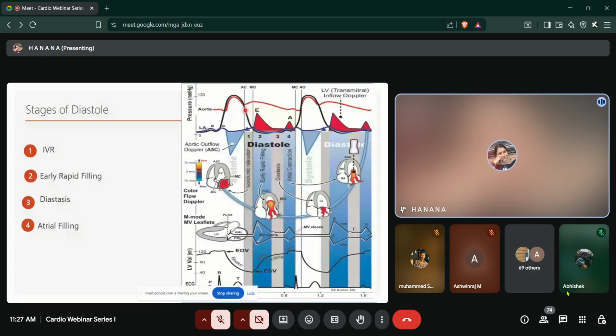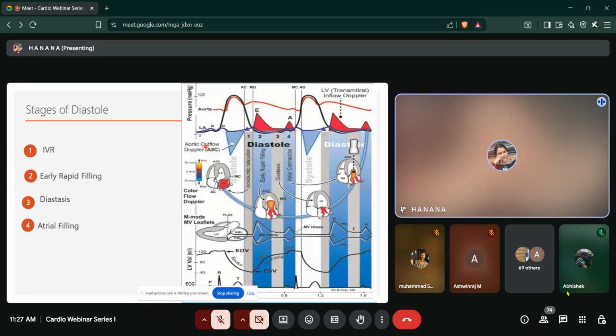And now the pressure starts to decelerate, rapidly decreasing. During this phase we can see AC, aortic closure, because the aorta and LV pressures are almost equal, and with no pressure gradient between the two chambers, the valves automatically close. So the aortic valve is closed, and the mitral valve is not open yet. MO means mitral valve opening. So both valves are closed. This phase is called isovolumetric relaxation. That's the first phase.